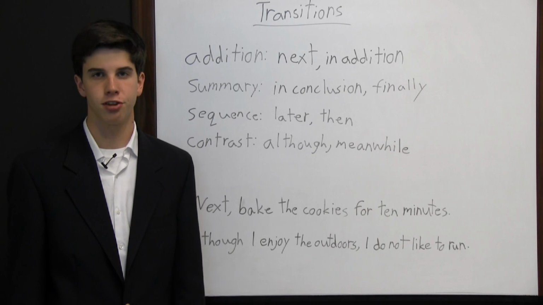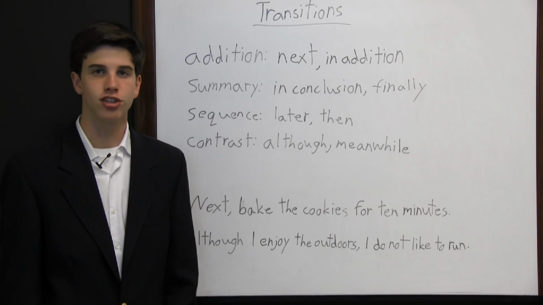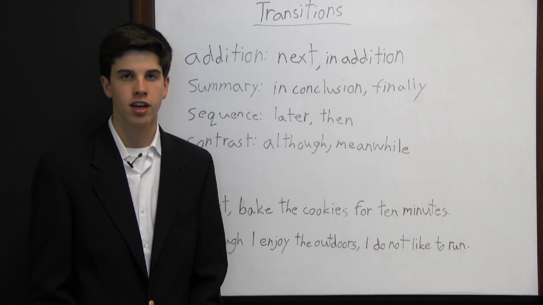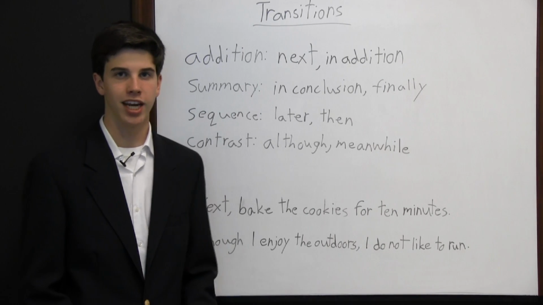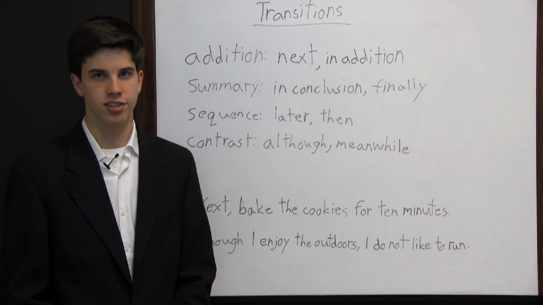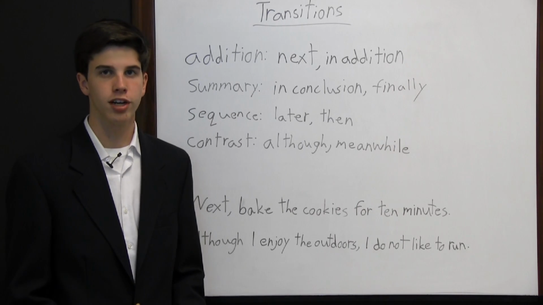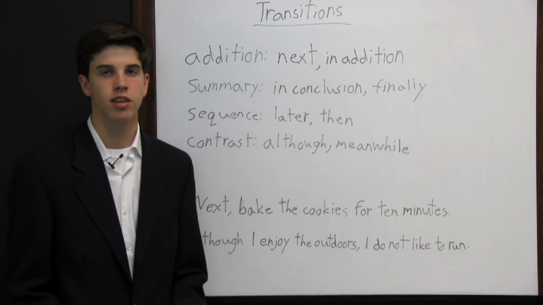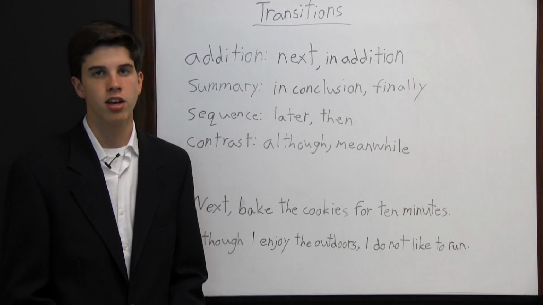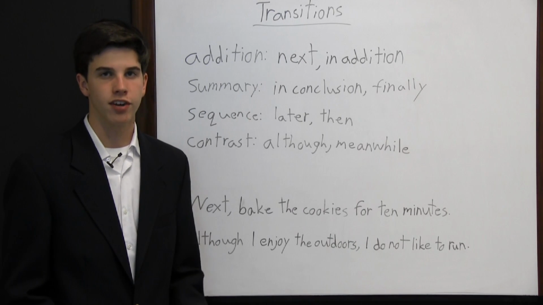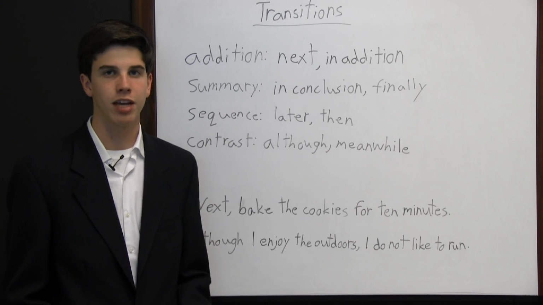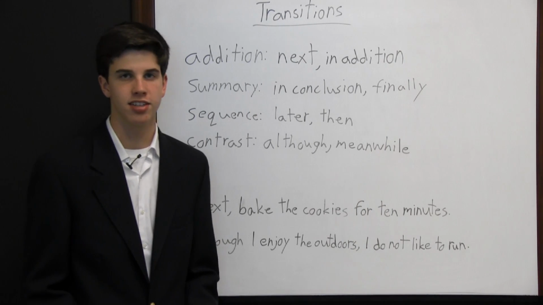Transitions are very helpful to the reader because they help the reader transition from one thought to another or one concept to another. Transitions can be placed at the beginning of a sentence or in the middle of a sentence, either to help the reader transition from one sentence to another or from one part of the sentence to another part of the sentence. So I want to take a look at many different kinds of transition words and phrases that can be used and how they can be used accurately in sentences.